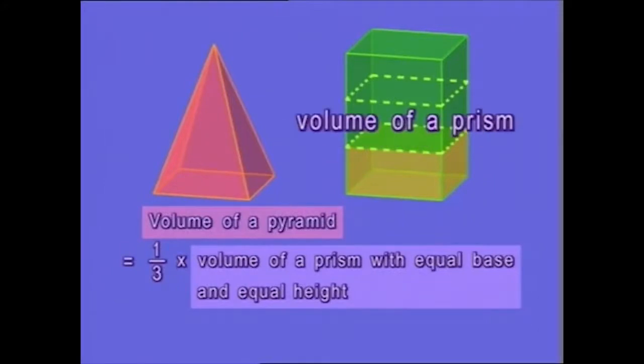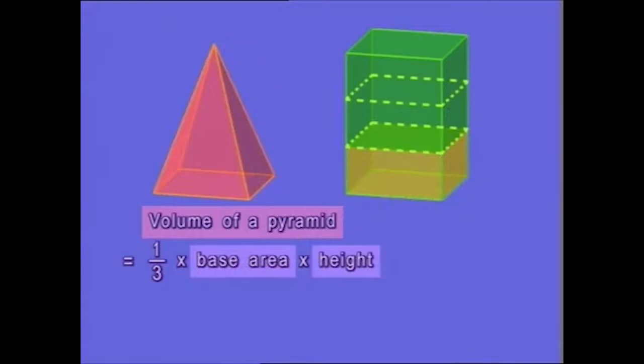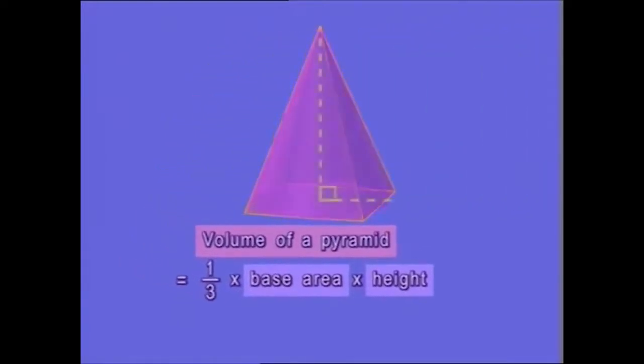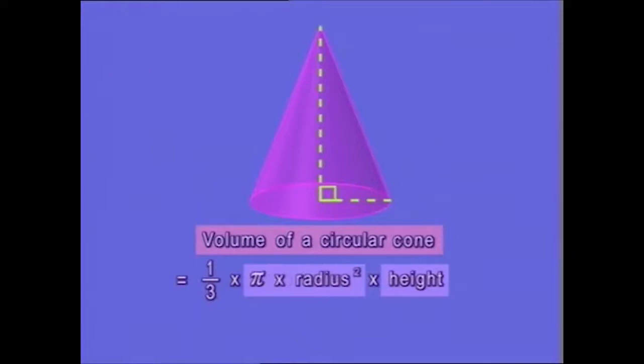Since the volume of a prism equals base area times height, the volume of a pyramid equals 1/3 times base area times height. In the case of a circular cone, the base is a circle. Therefore, the base area is the area of a circle, that is pi times radius squared, which means the volume of a circular cone equals 1/3 times pi times radius squared times height.